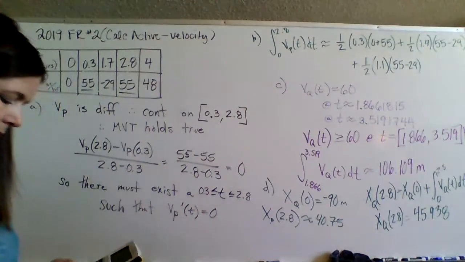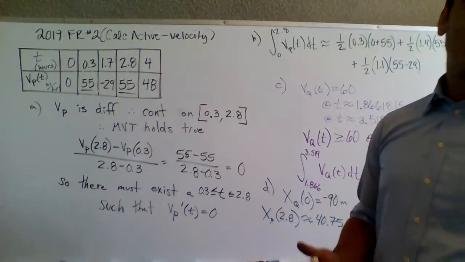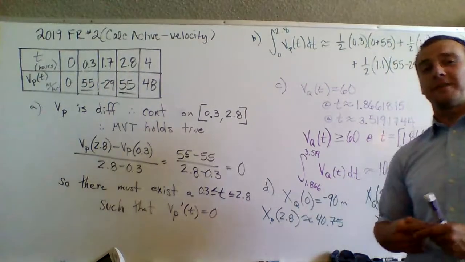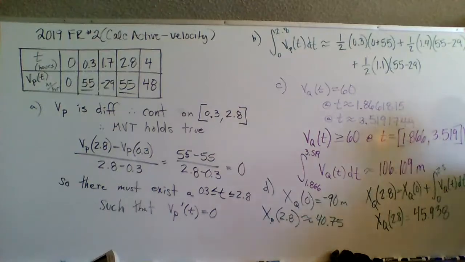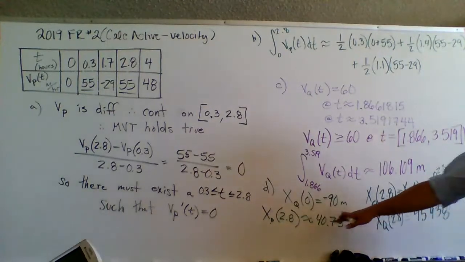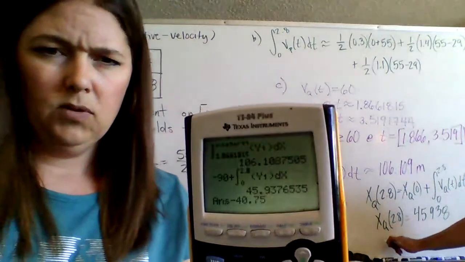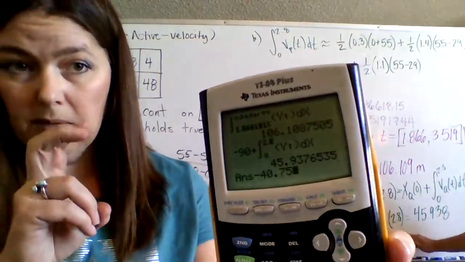All right, we still haven't answered the question yet, though. It's asking what is approximately the distance between particle Q and particle P at 2.8 hours. So what you're going to want to do is take 45.938 and all of your other decimals minus 40.75. So I want to do that answer minus that 40.75 that we got from the estimate with the trapezoid.